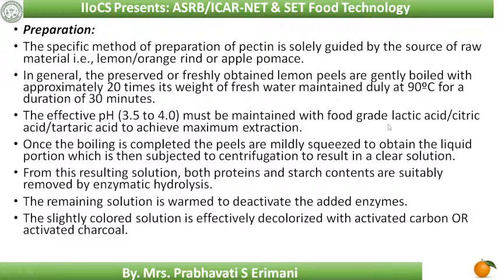Then with maybe food grade lactic acid or citric acid or tartaric acid, to achieve the maximum extraction. This pH and this temperature we have to maintain, then the maximum amount of pectin can be extracted. Once the boiling is completed, the peels are mildly squeezed to obtain the liquid portion, which is then subjected to centrifugation. It will be very nice to prepare in the lab also. We will get very good pectin.